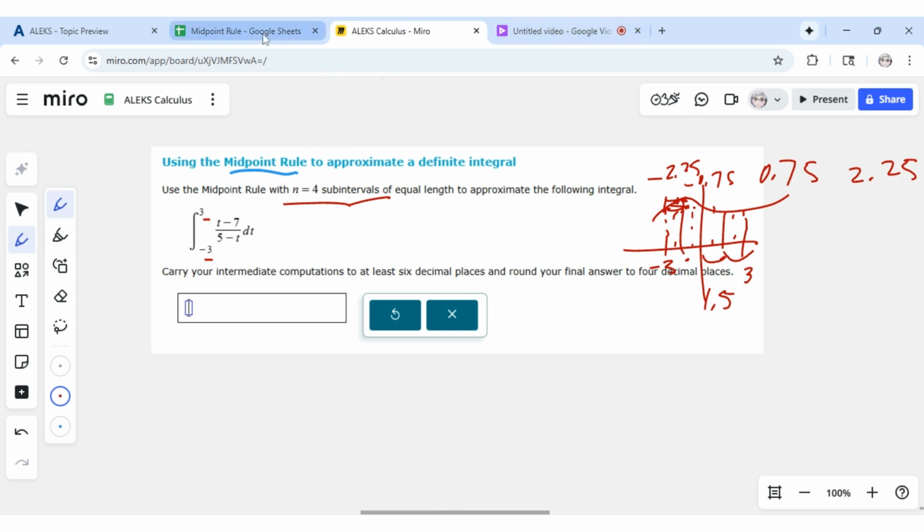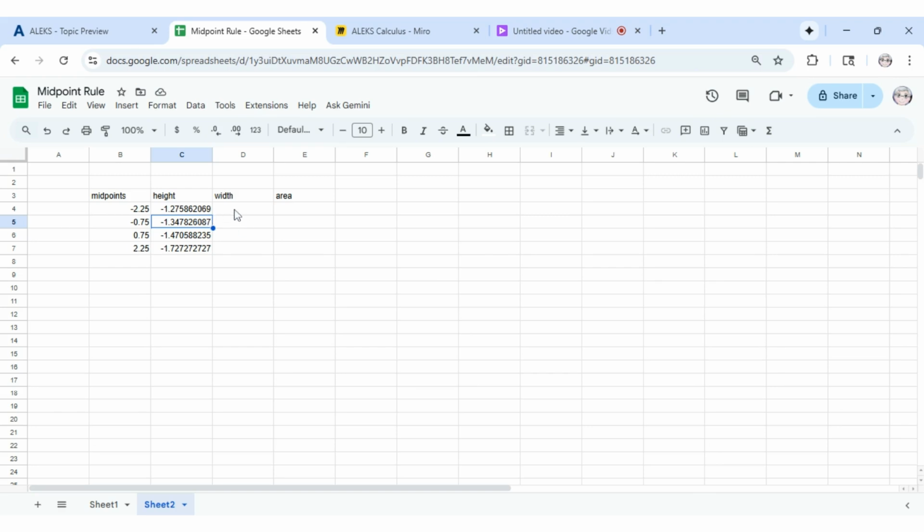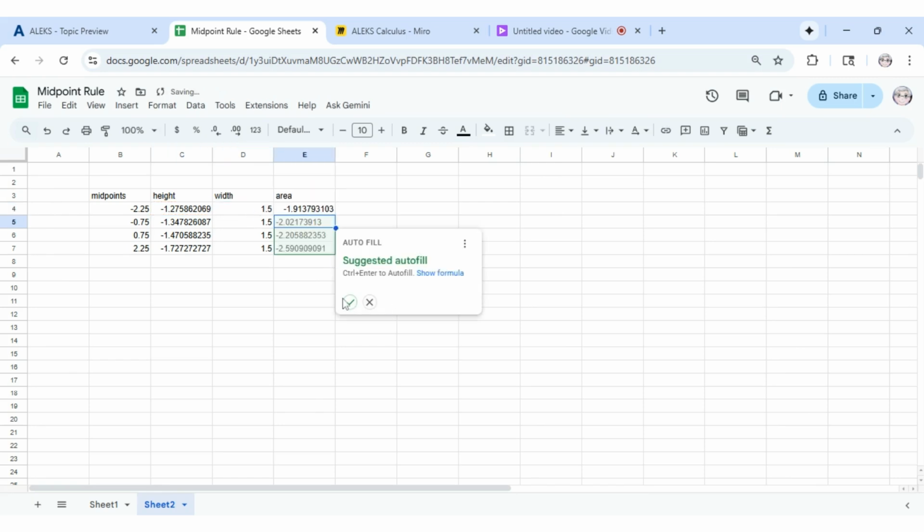Yep, that looks good. Okay, so now the width for all of these is 1.5. And the area is just going to be the height times the width. So we'll put an equal sign again and click that for the height, and then the multiply sign, and that for the width. And we'll go ahead and fill down. So those are all the areas of my rectangles. It looks like we're below the x-axis because those are all negative. And then we just need to sum those up.